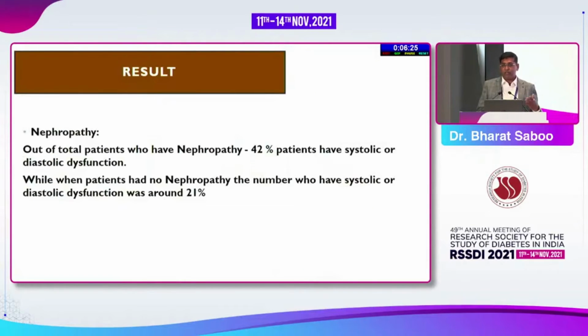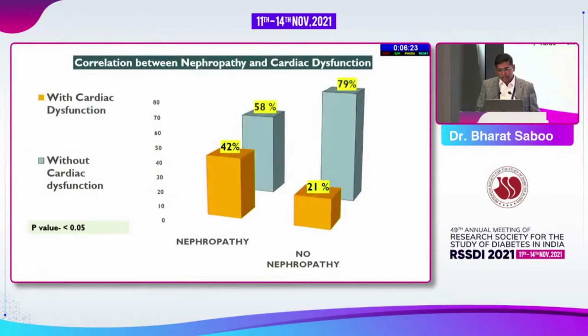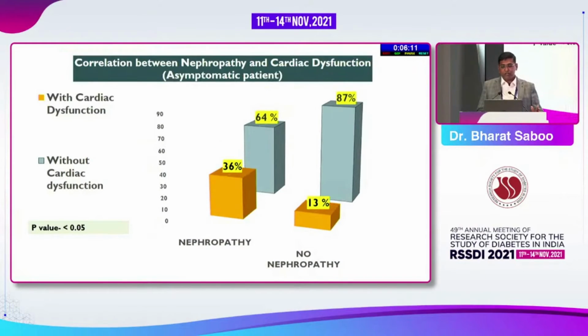The results for nephropathy were almost similar. We saw that patients having nephropathy had cardiac dysfunction in 42% of cases. When there was no nephropathy, around 21% of patients had cardiac dysfunction. But when the patient was asymptomatic, if he had nephropathy, the risk of cardiac dysfunction was 36%, while when he didn't have any nephropathy, it was only 13%.